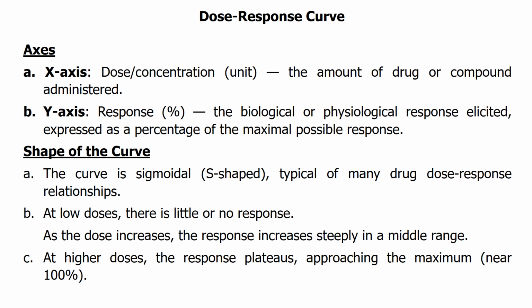Now, the shape of the curve. The curve is sigmoidal, meaning S-shaped, typical of many drug dose response relationships. At low doses, there is little or no response. As the dose increases, the response increases steeply in a middle range. At higher doses, the response plateaus, approaching the maximum, which is in fact near 100%.